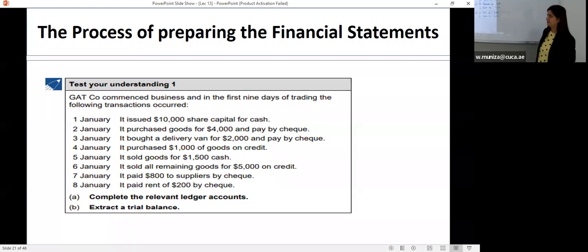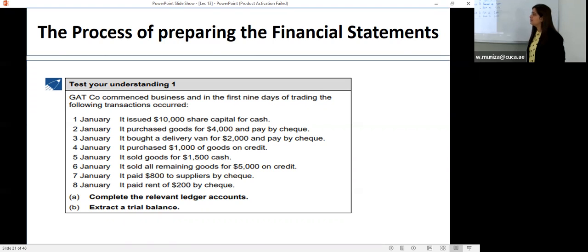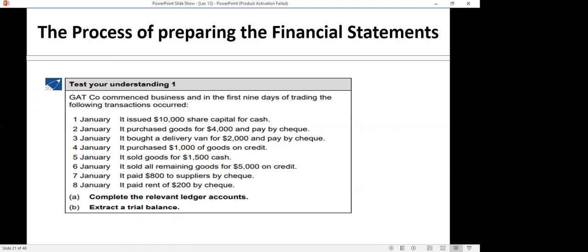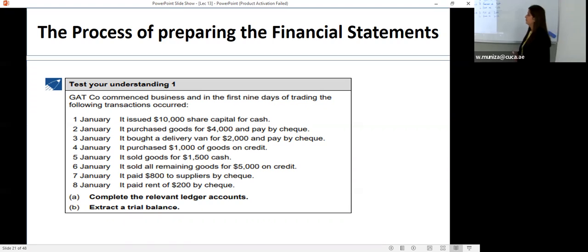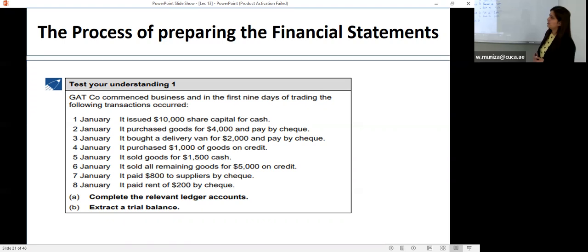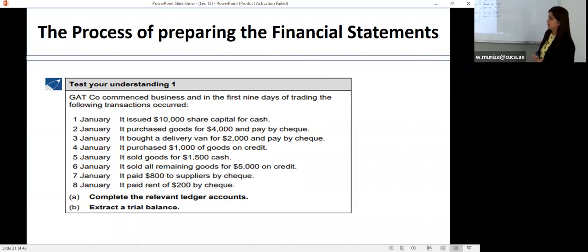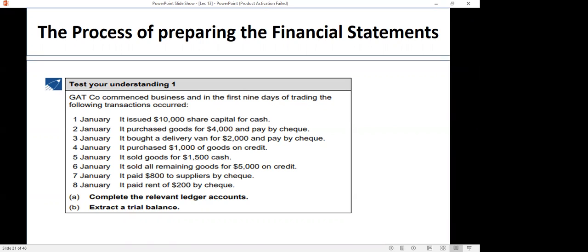Rabia? Credit, ma'am. It purchased $1,000 of goods on credit. What accounting entry are we going to pass? Purchases. Yes, purchases is what? What accounting entry are we going to pass for this? Debit what, and credit what? Purchases, credit.